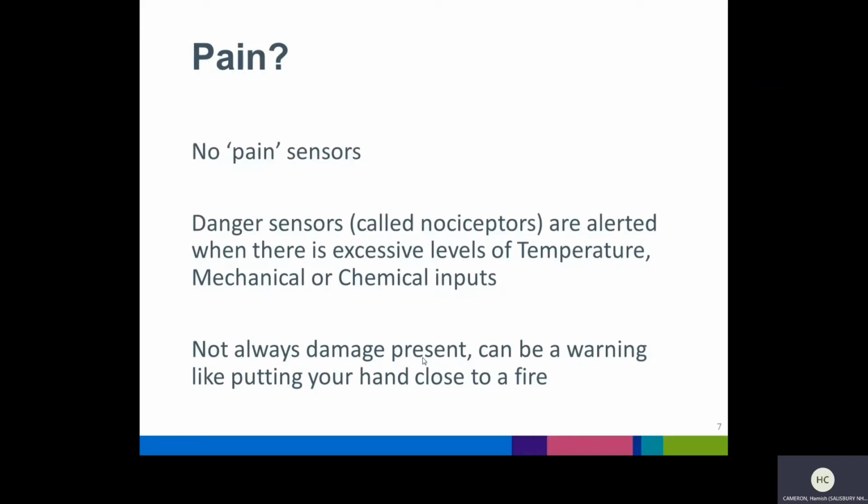That's not always as a result of actual damage, and sometimes those danger sensors can be set off as a bit of a warning signal. For instance, if you start to put your hand near a fire, initially you can feel that it's warm. The closer you get, the more it starts to feel hot, and actually you'll start to get pain before you actually start to burn your hand.